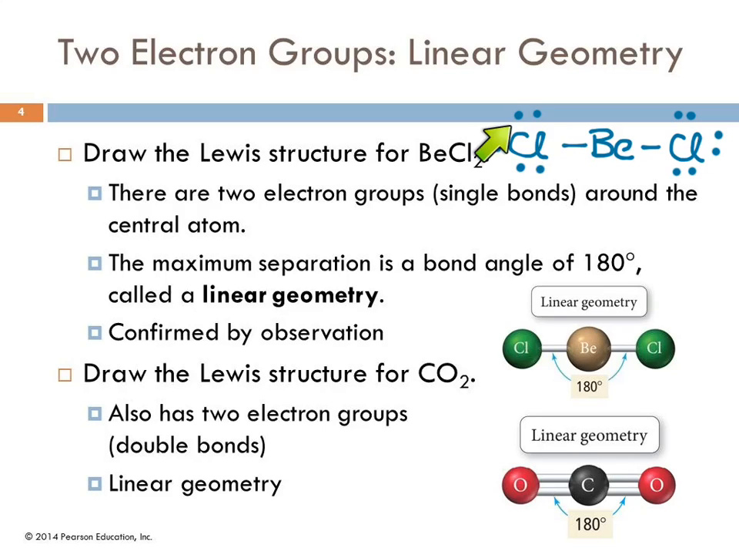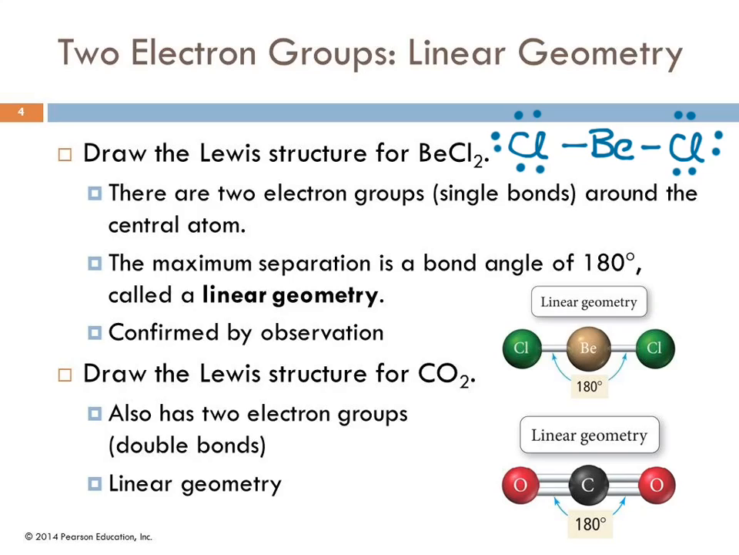So using VSEPR theory, that predicts that this molecule is going to be linear, with the chlorine, beryllium, and chlorine atoms in a line. We measure bond angle around that central atom, and the bond angle here would be 180 degrees. This linear geometry is confirmed by observation of this molecule. It does have a linear geometry.